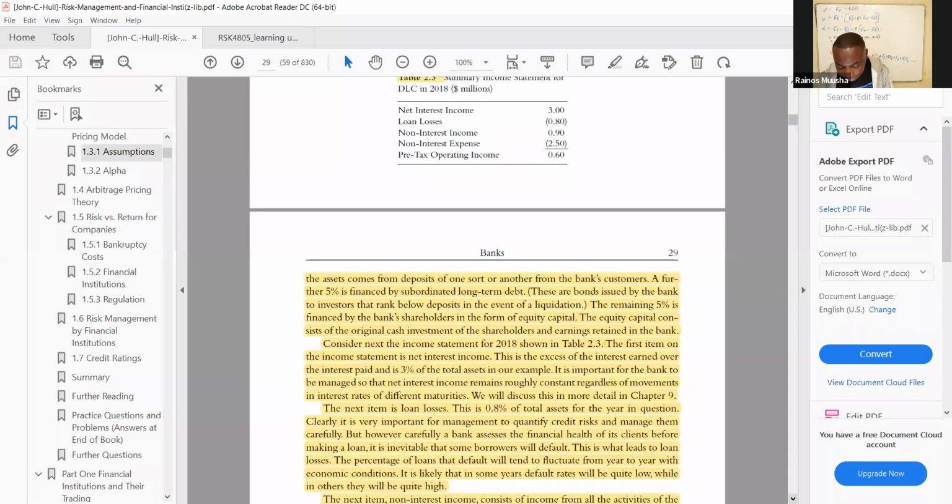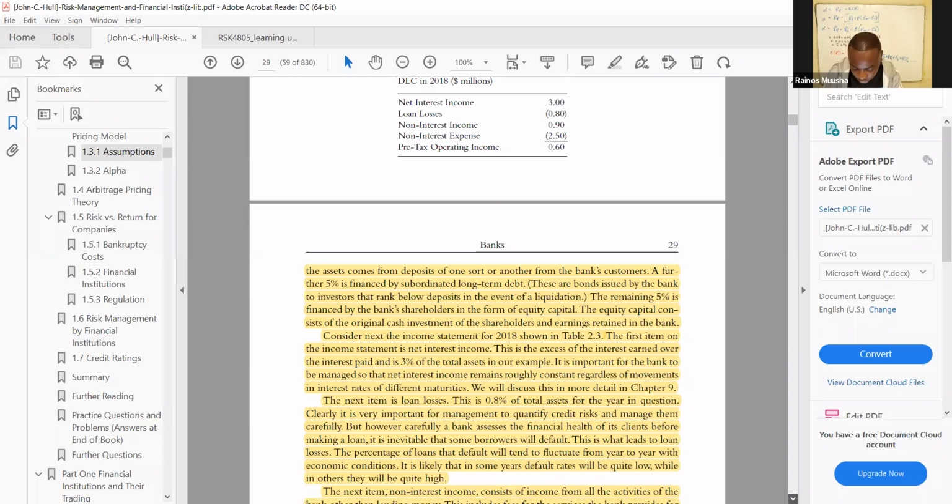Then they say the percentage of loans that default will tend to fluctuate from year to year with economic conditions. As we have seen, when the economy goes through an expansionary phase, the defaults are lower. And when the economy goes through a recessionary phase, we're expecting what? The defaults to be higher as well. So here they say, it is likely that in some years, default rates will be quite low, while in others they will be quite high as well.